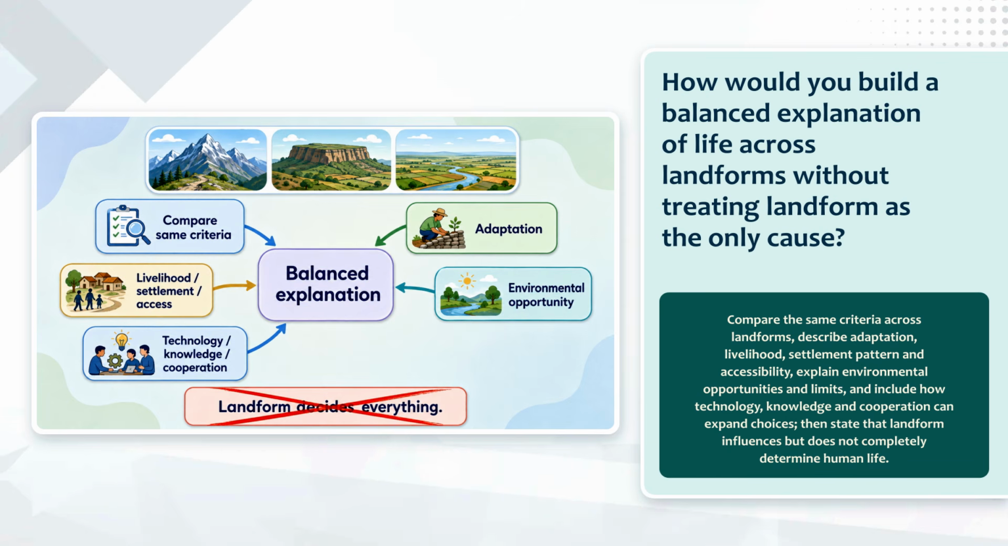Now combine comparison with human choice. Compare the same criteria across landforms, describe adaptation, livelihood, settlement pattern, and accessibility, explain environmental opportunities and limits, and include how technology, knowledge, and cooperation can expand choices. Then state that landform influences, but does not completely determine human life. That uses evidence from both environment and human agency. You are ready to compare life across landforms using evidence without turning patterns into fixed rules.